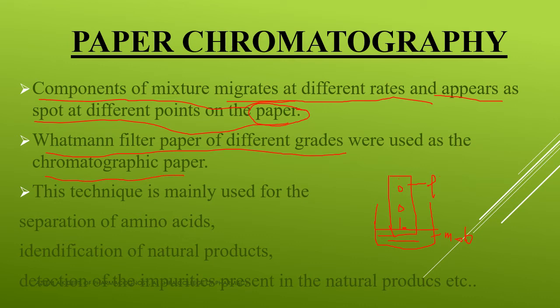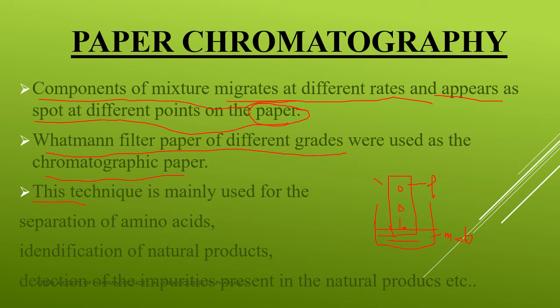So first thing is, components of the mixture will be migrating at different rates, and it will be appearing as spots at different points on the paper. See the diagram, there you can understand. So from this you will be understanding an idea about this one. Then here Whatman filter paper of different grades will be used as chromatographic paper. Clear?